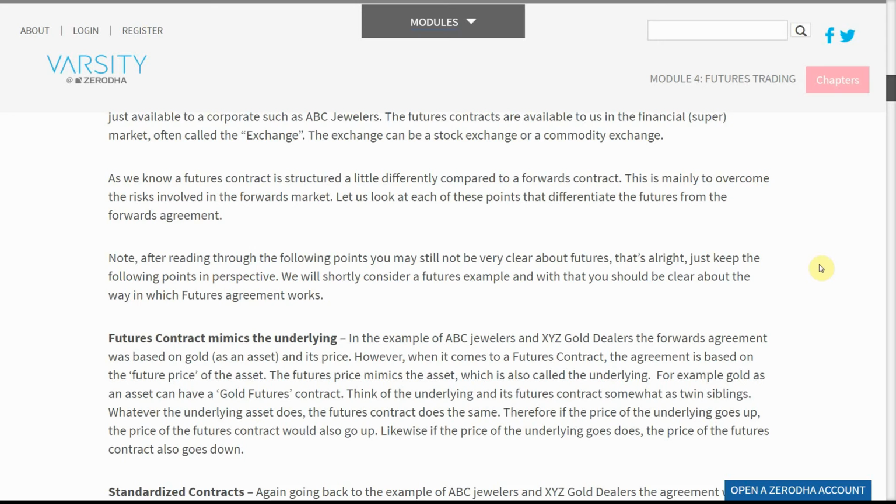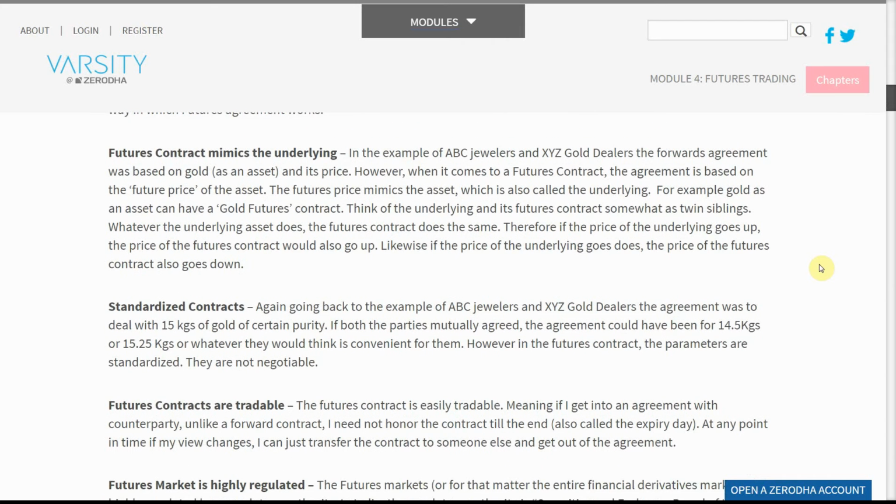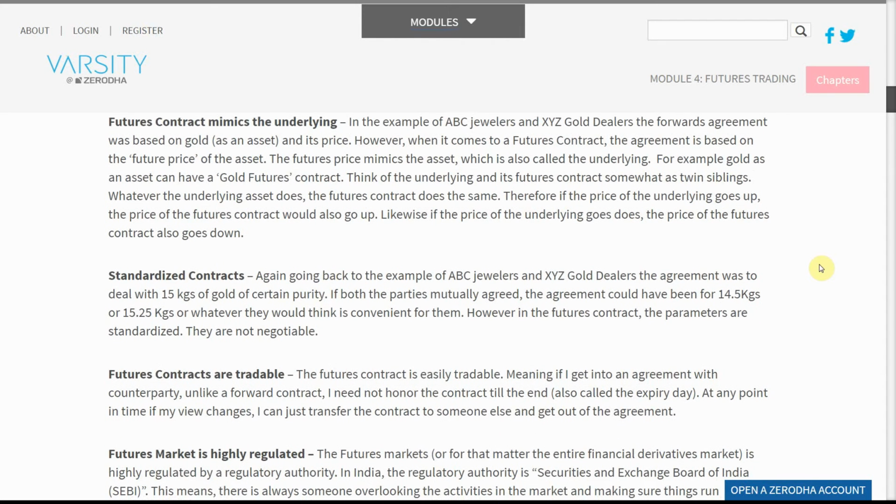Futures contract mimics the underlying. In the example of ABC Jewelers and XYZ Gold Dealers, the forwards agreement was based on gold as an asset and its price. However, when it comes to a futures contract, the agreement is based on the future price of the asset. The futures price mimics the asset, which is also called the underlying. For example, gold as an asset can have a gold futures contract.